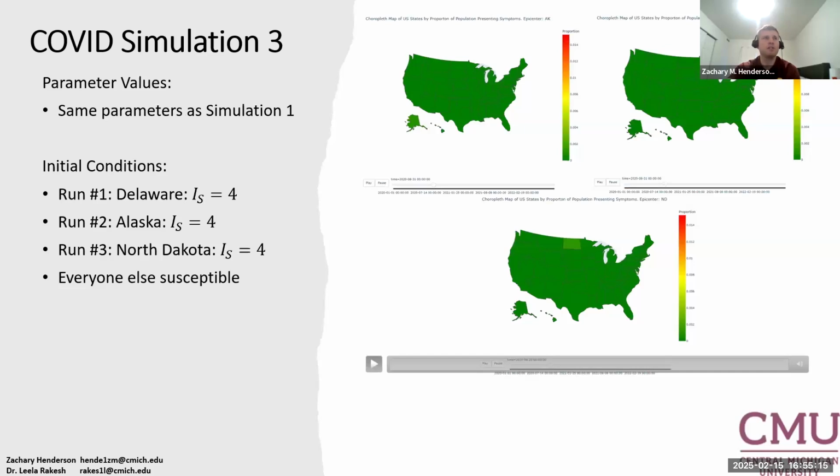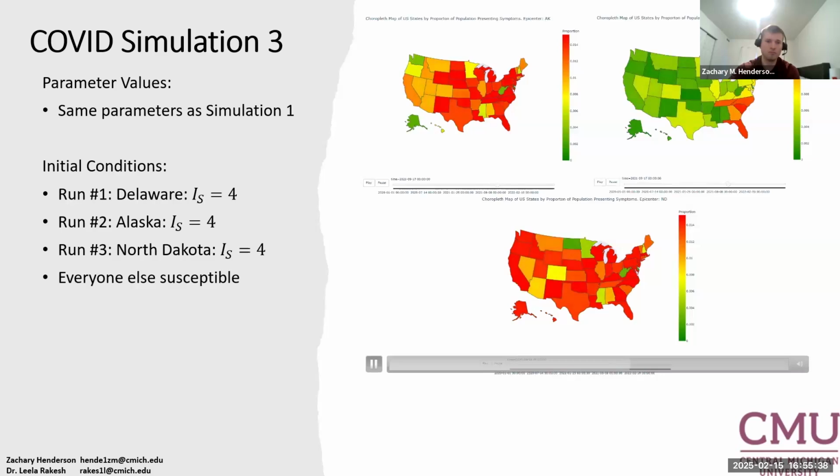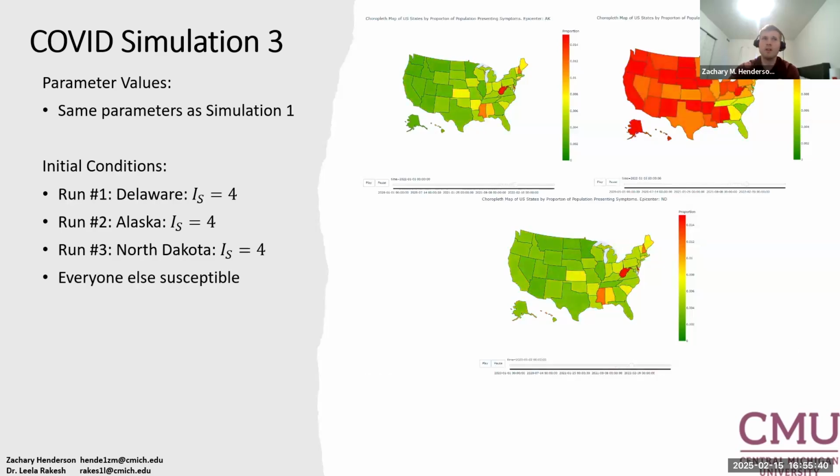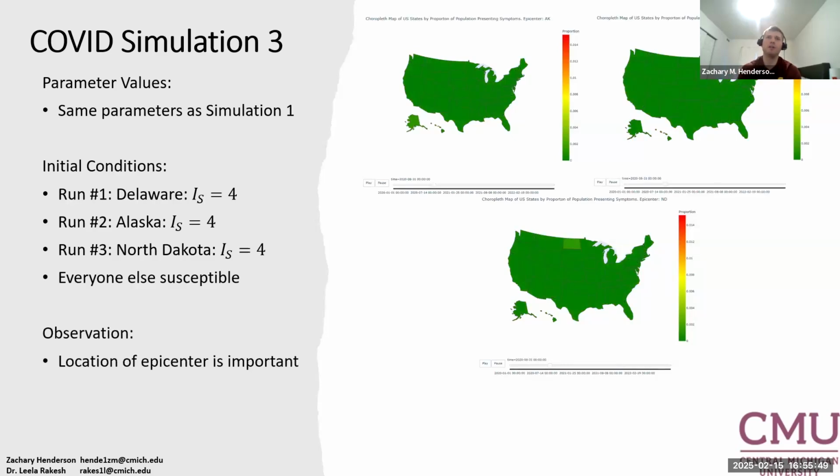And then lastly, because we're able to get this spatial resolution, we can compare and contrast the data based on where our epicenter is. So here we have 3 runs. We set the epicenter in Alaska, Delaware, and North Dakota. And if we play each of these out, we can see the differences in how the disease is going to spread across the country at any given time. So these simulations probably reinforce something we could feel confident in assuming, that the location of the epicenter is going to be important for the disease spread across the country.